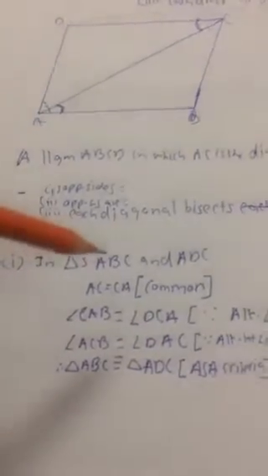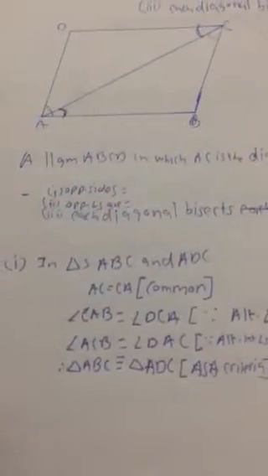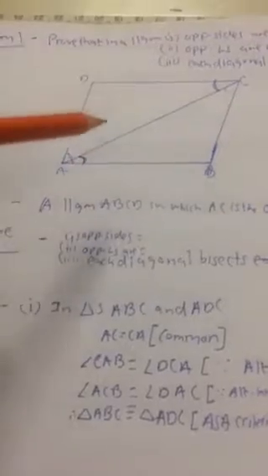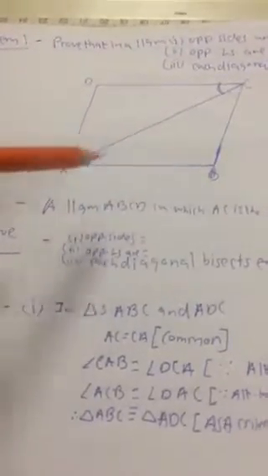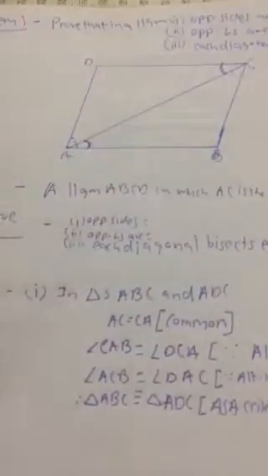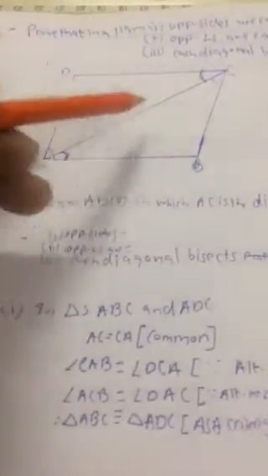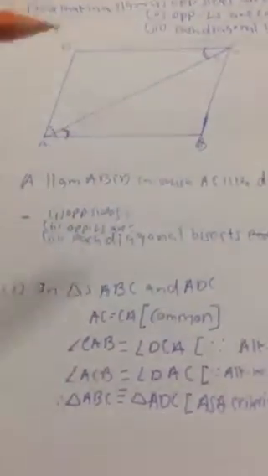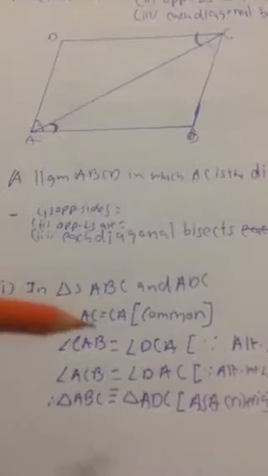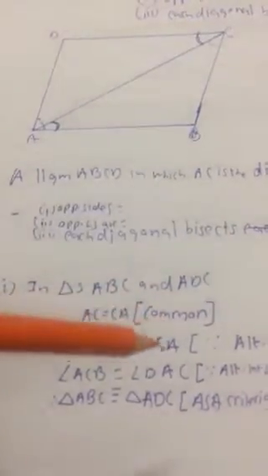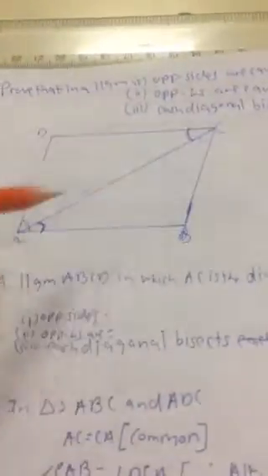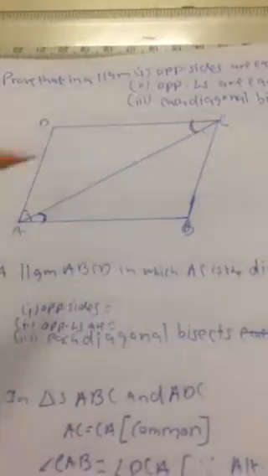So in triangles ABC and ADC, let me just start by proving that they are congruent. AC equals CA, it is common. These two triangles are having AC common. Next is angle CAB equals angle DCA. Angle CAB equals angle DCA.